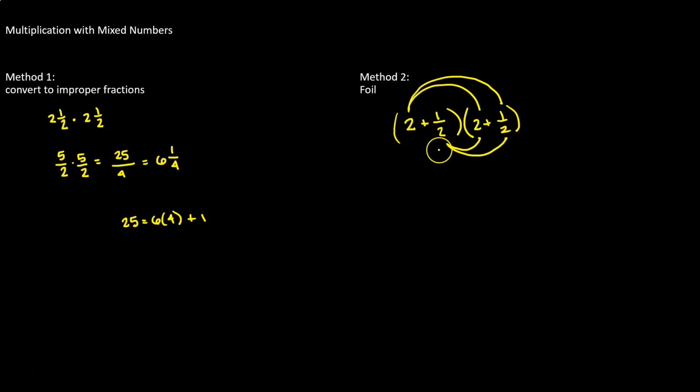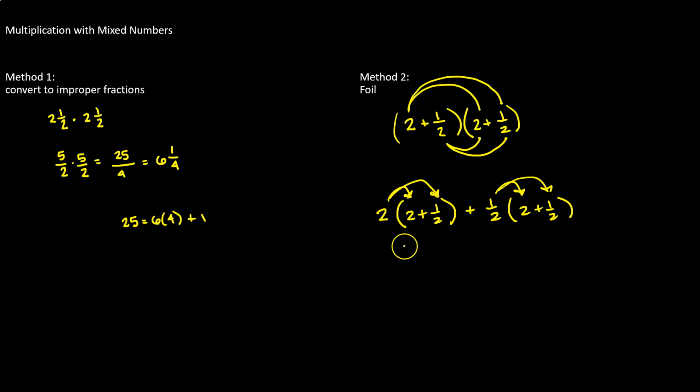Or you could look at this as distribution. So maybe I'm going to distribute this first parentheses to the second one. So I would have 2 times that second number plus 1/2 times that second number. Then I distribute again. I would have 2 times 2 is 4 plus 2 times 1/2. And then I would have 1/2 times 2 plus 1/2 times 1/2.